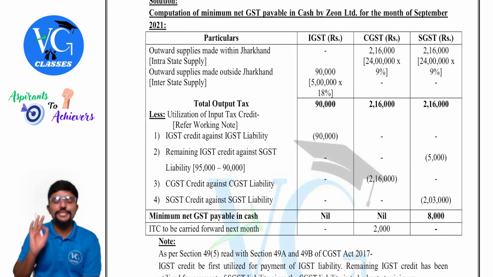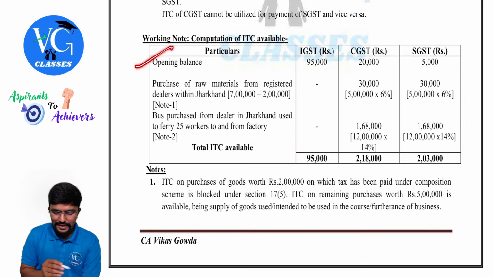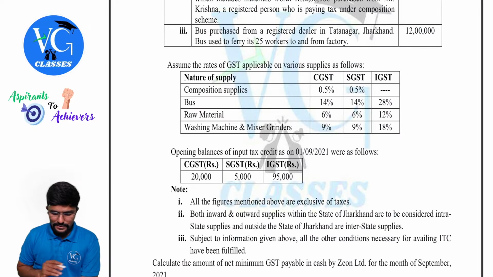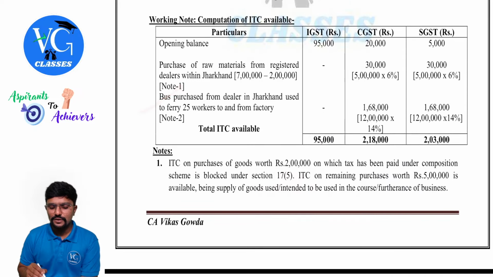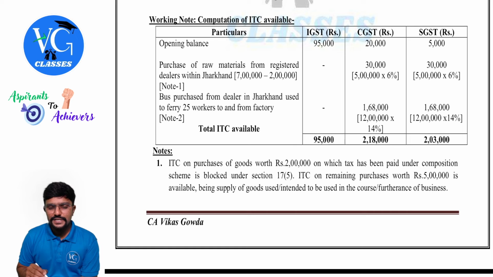Now we will see the utilization of input tax credit. So refer working note for the calculation. Opening balance 95, 20, and 5 is there. Purchase of raw material from registered dealer, guys, 5 lakh minus composition. For composition, there is no credit. So only on 5 lakh, 6% each. 6% is the rate on raw material. Then bus purchased, the rate is 14, on 12 lakh, 14% comes to 168, 168. So the total credit available is 95 IGST, 2 lakh 18 CGST, and 2 lakh 3,000 SGST, guys.